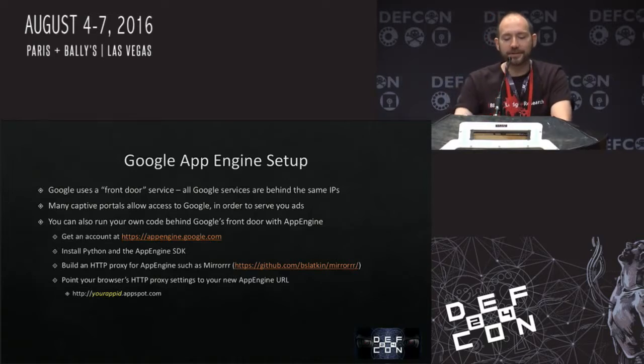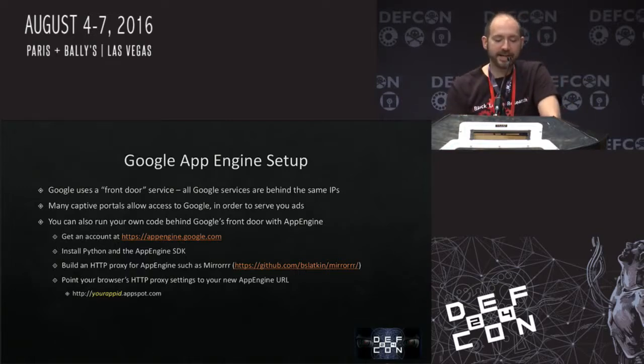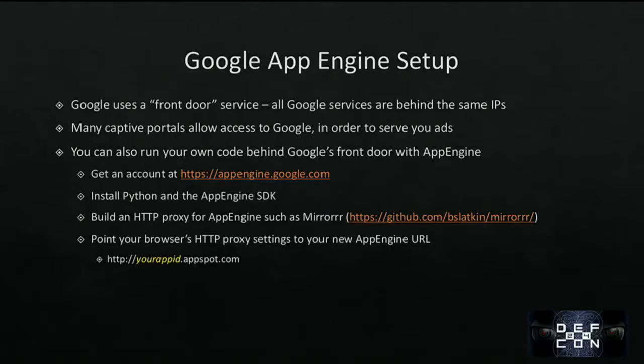So Google App Engine. Google uses a front door service. All Google services are behind the same IPs. So if a captive portal allows access to Google, it also allows access to Google App Engine, which means you can run your proxy behind Google's front door, and the same access the captive portal is using to download ads will also let you get to your tunnel. So you can just get your App Engine account, install Python in the App Engine SDK, and you can find code online. Like there's a piece of software called Mirror with 3 R's that is an App Engine compatible Python proxy. Just go ahead and put that in there, and you can now browse to yourappid.appspot.com and get to your own proxy.